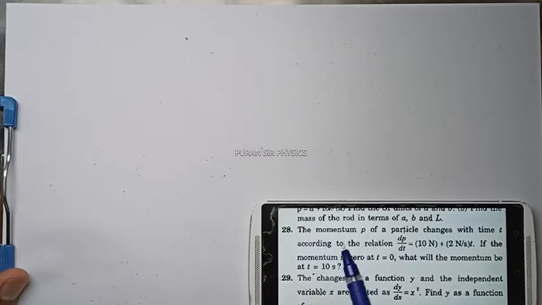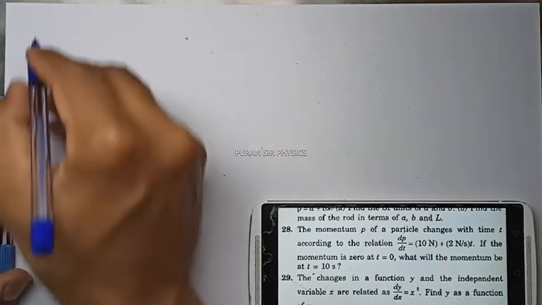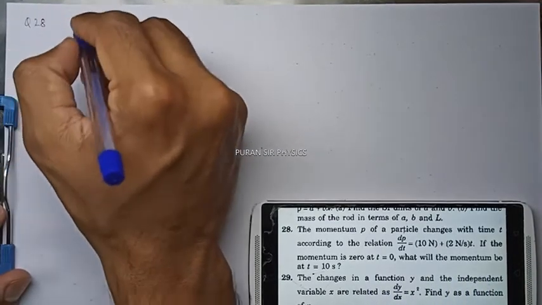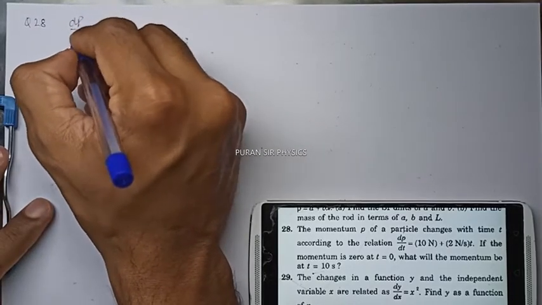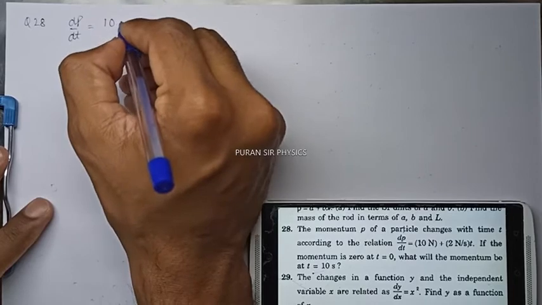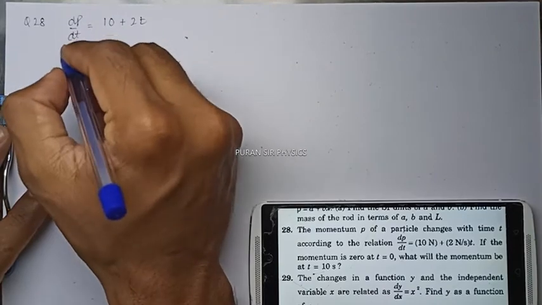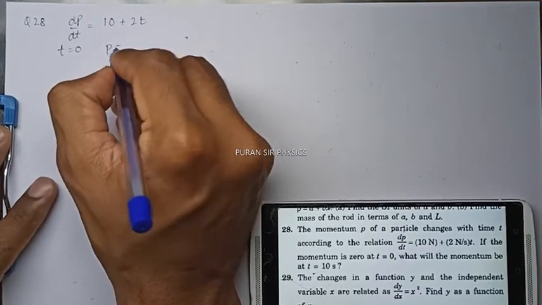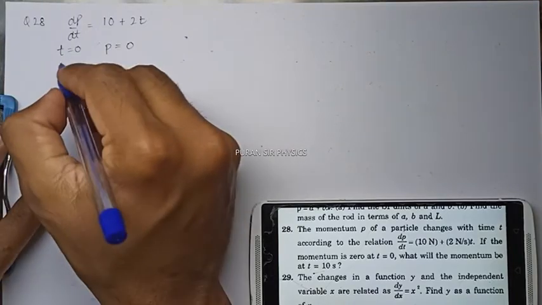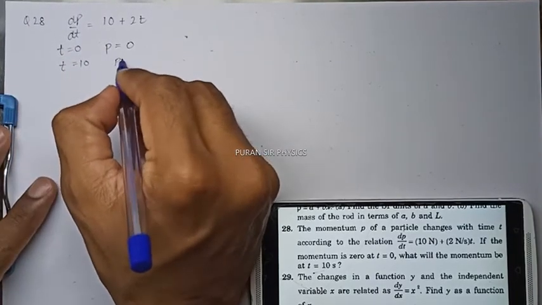In question number 28, the momentum p of a particle changes with time t according to the relation dp by dt equals 10 Newton plus 2 Newton per second into t. If the momentum is 0 at t equals 0, what will be the momentum at t equals 10? So in question number 28, the expression for the rate of change of momentum is given, something like this. And what we have been given is that at t equals 0, the momentum was 0. And we have to find, when t equals 10, what is the momentum?